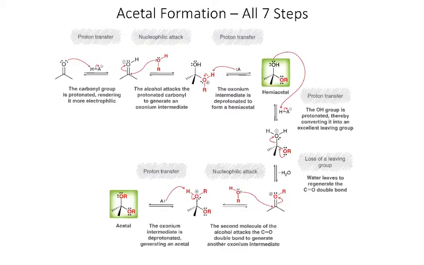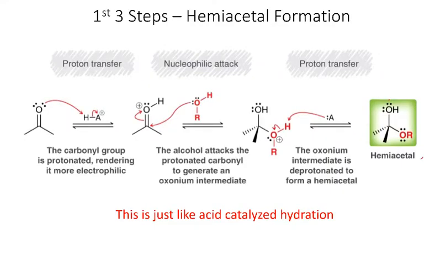All right, so the mechanism for the formation of these acetals is a little bit long. This is maybe one of the longer mechanisms that we've learned. So I think it helps to break it up into two steps. So first we're going to look at the formation of a hemiacetal, and then how we convert from the hemiacetal to the acetal. So here's the first three steps. And so this is for the formation of the hemiacetal.